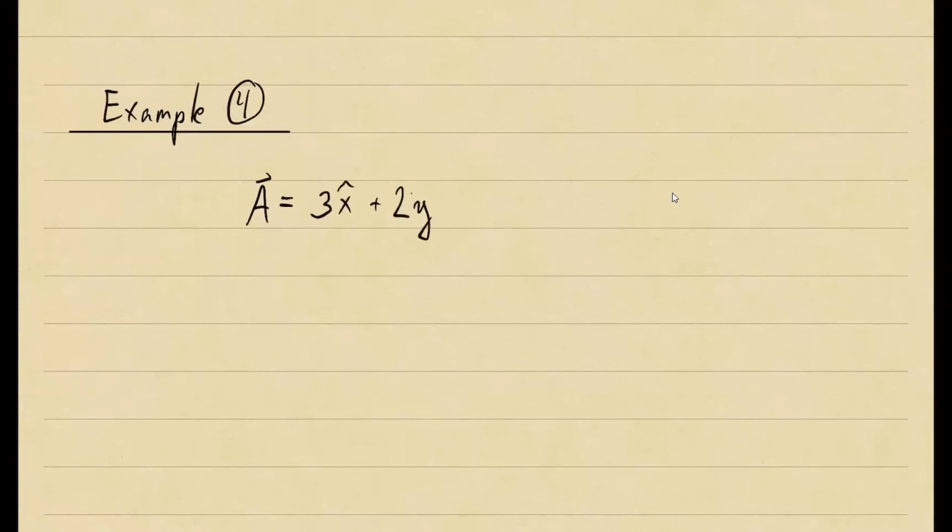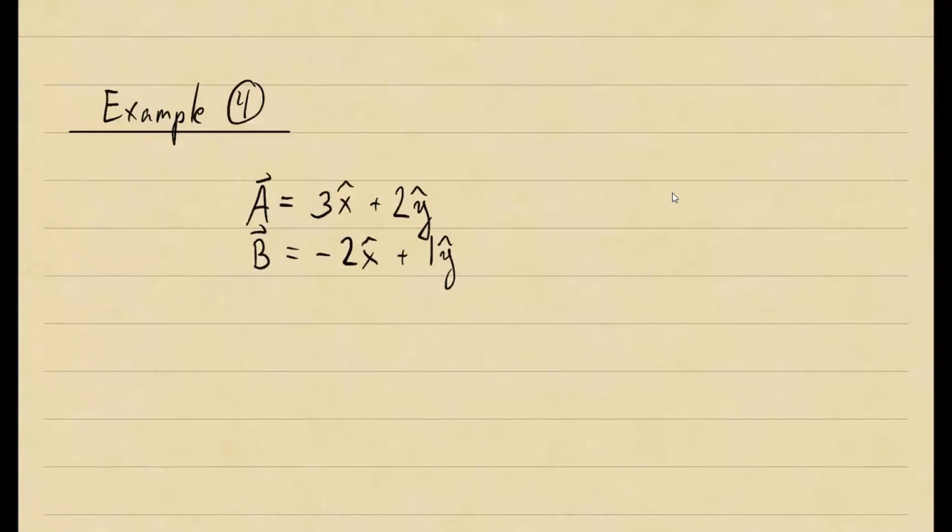So the fourth and final problem for the lecture 1 problems is example 4. And this is a vector problem. Example 4 says that we have vector A, which is 3 in the x direction plus 2 in the y direction. We've got a vector B, which is minus 2 in the x direction plus 1 in the y direction.